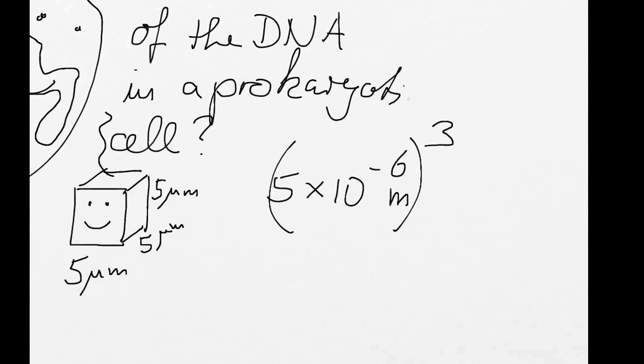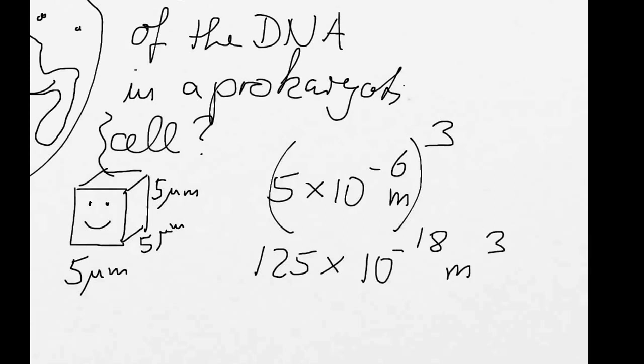Tiffany already said 5 cubed is 125 times 10 to the minus 6 cubed. What is that? 10 to the minus 6 times 10 to the minus 6 times 10 to the minus 6. It is exactly 10 to the minus 18 meter cubic. Okay? So that is in cubic meters. 125 times 10 to the minus 18 cubic meters.